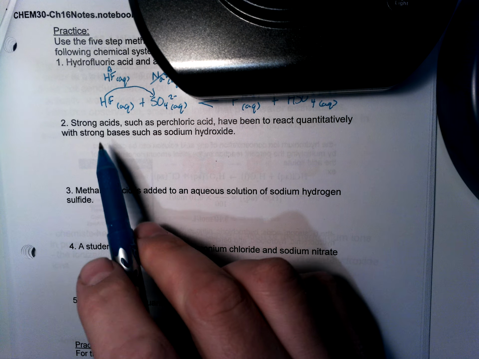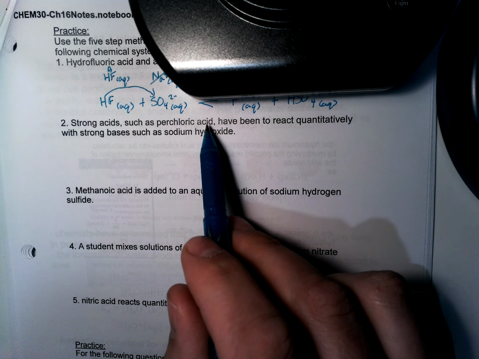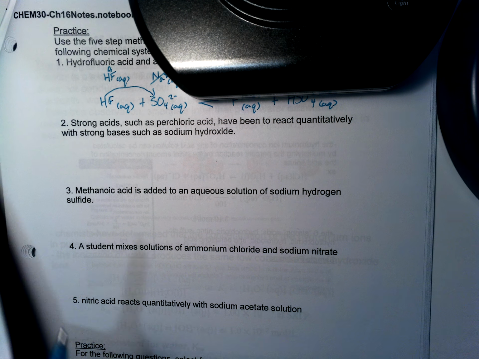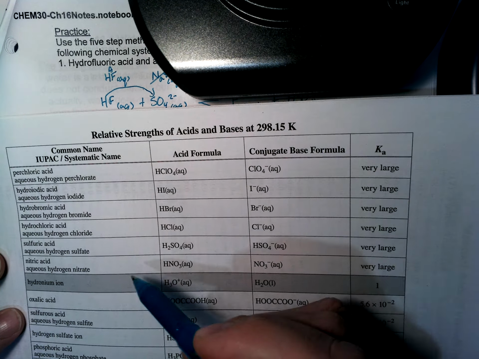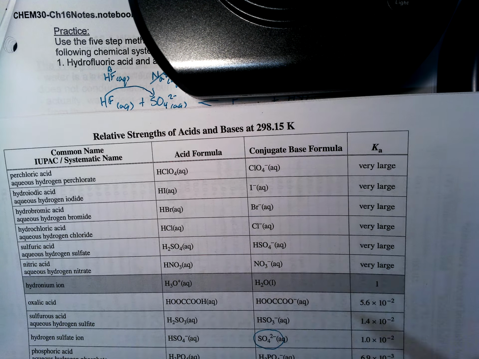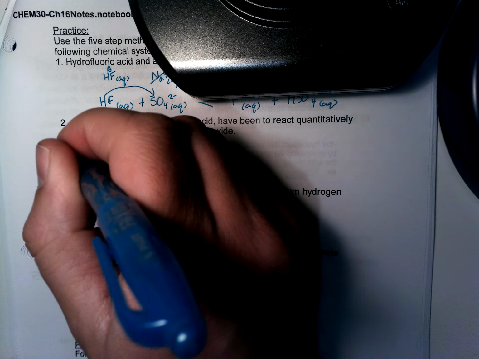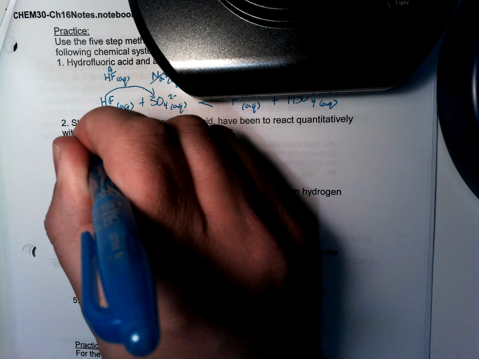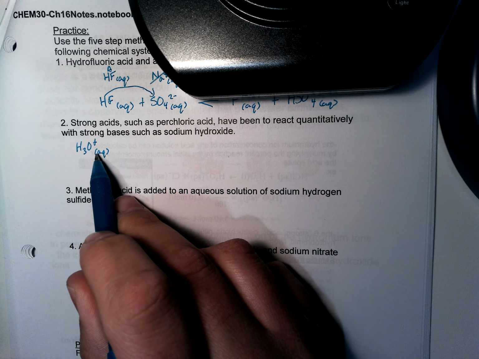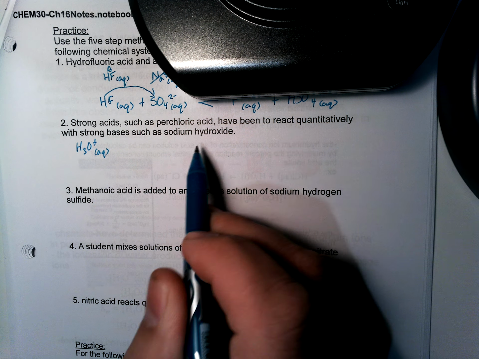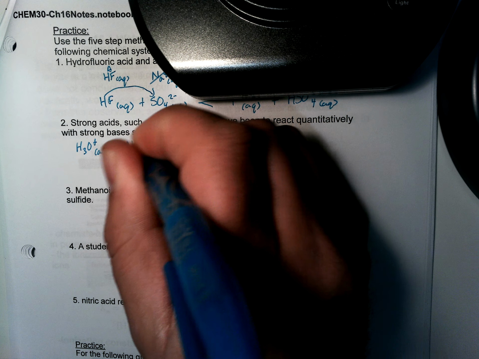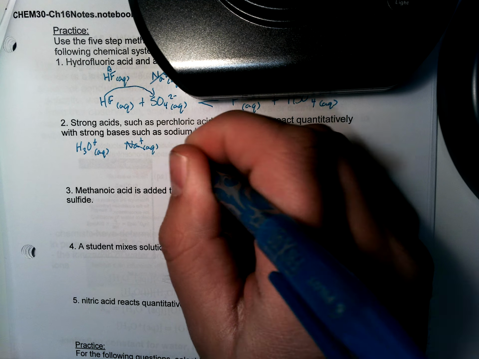Okay, this next one, strong acids such as perchloric acid. So we have perchloric acid. Remember, any acid above hydronium, so all of these acids here, perchloric's right at the top here, we just write down hydronium. We don't have to worry about anything else. As soon as we see that strong acid, we write down hydronium. And then same thing here, sodium is a spectator ion, so we'll write it down, but really we aren't going to use it. And then we have hydroxide.